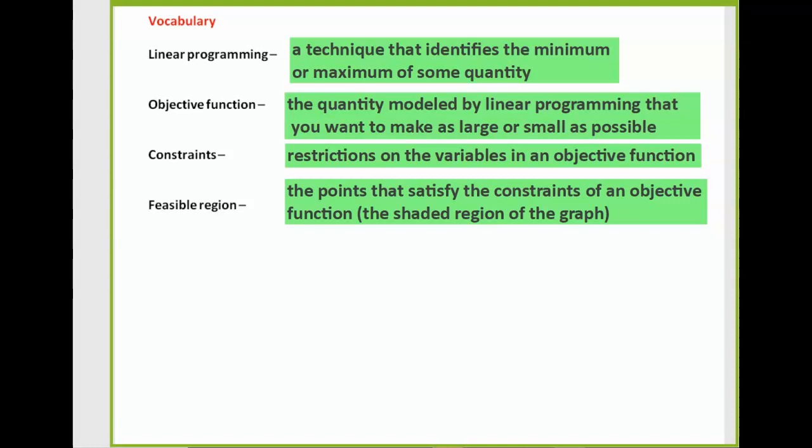An objective function is the quantity modeled by linear programming that you want to make as large or as small as possible. So sometimes when we have our linear programming, we're going to also have an additional equation. That equation is typically a profit equation, where maybe you take the minimum or the maximum cost and find the minimum or the maximum profit.